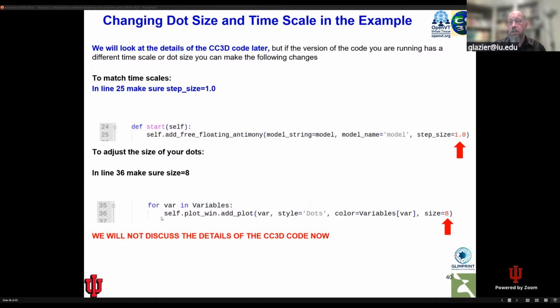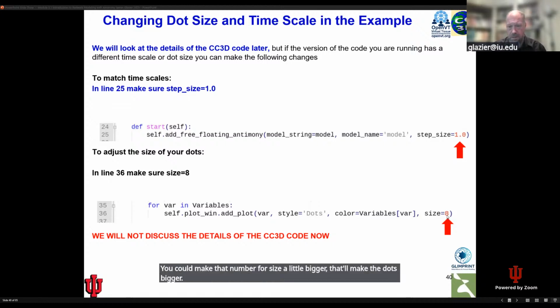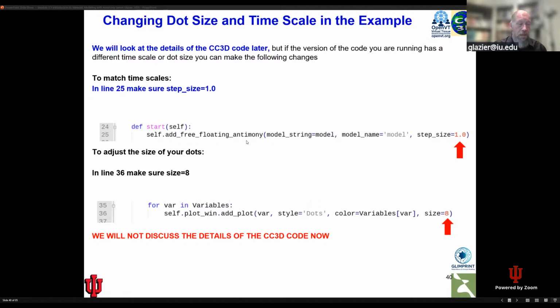In line 36, self.plot_window.add_plot, style dots, color equals variables var, size equals 8. If the little dots on your screen are too small when you're displaying things, you could make that number for size a little bigger. That'll make the dots bigger. Do people want me to show you that in the code itself? I can go and do that if you want.